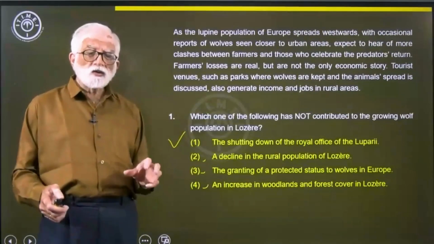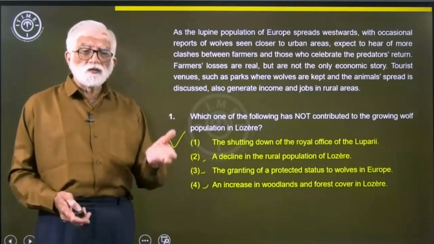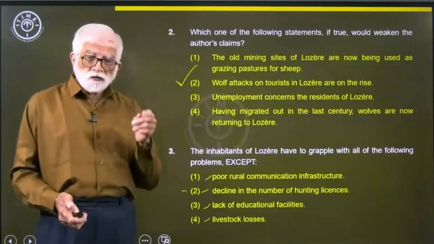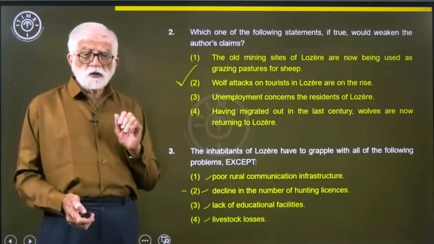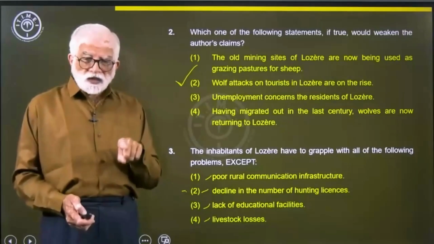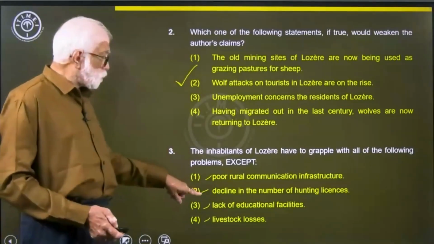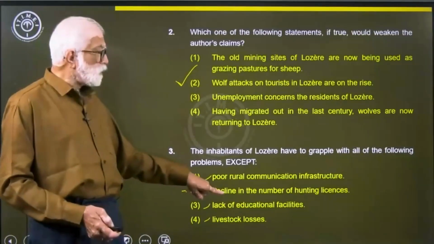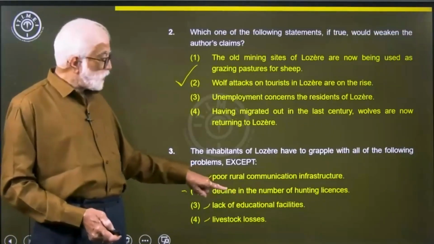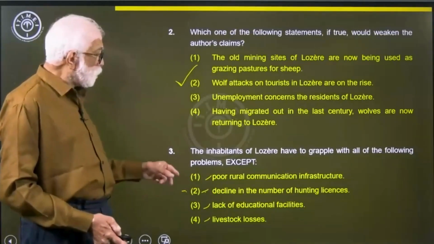It has an impact on, let us say, whether wolves are being hunted, and it gives you a reason why wolves are coming back. But for the people in Lozère, the wolves are coming back, and the problem with the wolves coming back is actually livestock losses. So this is not the problem. Decline in number of hunting licenses is not a problem. It is something that might cause a problem. But therefore, what is the problem?